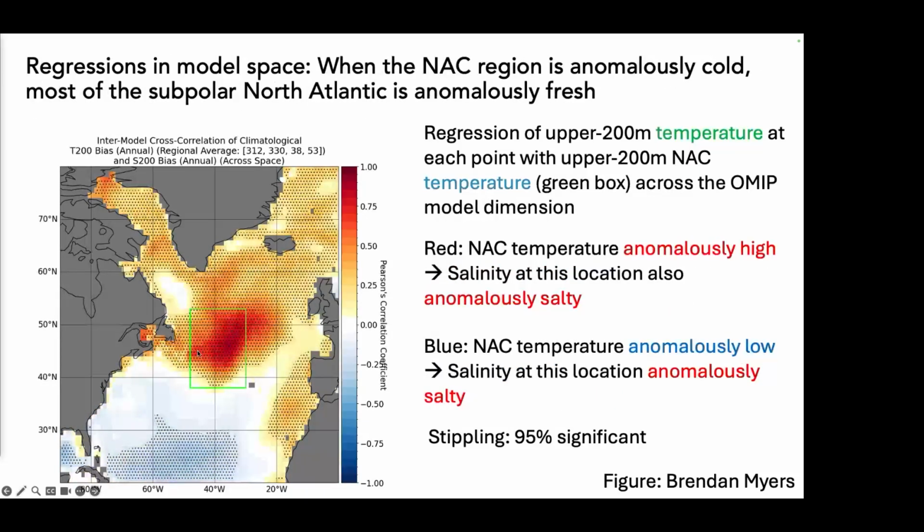We can do the same thing for salinity, regressed against the temperature in this box of interest. What this is showing us is that when you have a really warm anomaly in this box, this whole region tends to be anomalously salty. That makes sense, right? Warm and salty anomalies tend to go together, cold and fresh anomalies tend to go together. So if we have a model that has a greater cold bias than others, chances are it's also going to have a greater fresh subpolar North Atlantic.